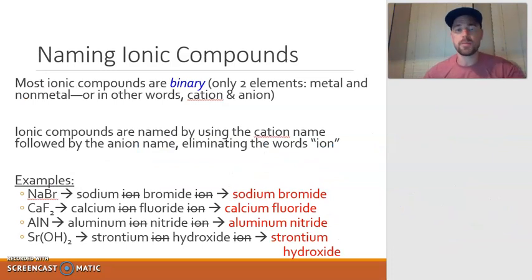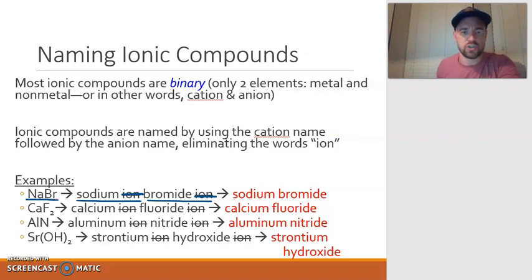Now, what if I give you the formula and ask you to write the name? Most ionic compounds are binary, meaning that they only have 2 elements, and it's usually a metal and a nonmetal. Ionic compounds are named simply by taking those ion names that we learned in the last video and just putting them together and removing the word ion. So for example, if we take a look at NaBr, well, Na is the sodium ion, Br is the bromide ion. We just remove the word ion because now they're in a compound. The name becomes sodium bromide.